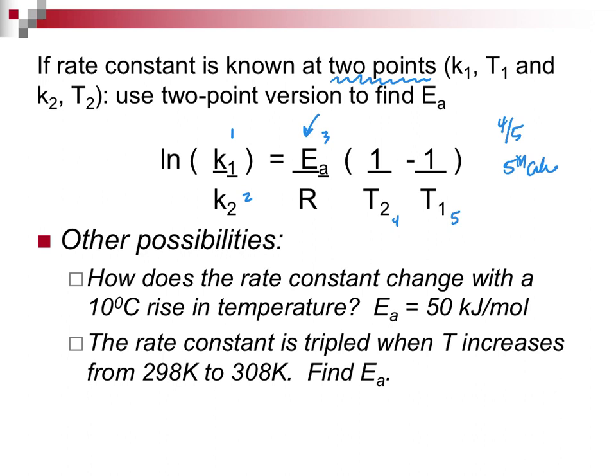Since they're mathematically quite involved, what I did is I worked them out before I made this video. How does the rate constant change with a 10-degree rise in temperature? I would just pick an EA, let's say 50, and I had to then pick a temperature range. That's Example 1 that follows. Example 2 says the rate constant is tripled when the temperature increases by 10 degrees. Find EA. So again, you are given 4 out of the 5 variables in the Arrhenius equation.